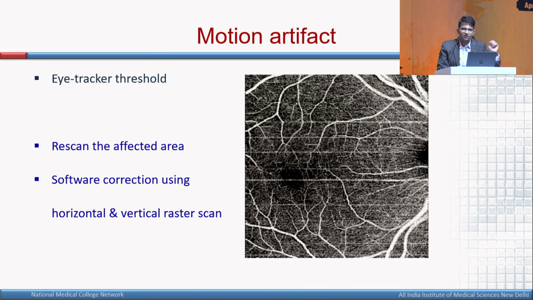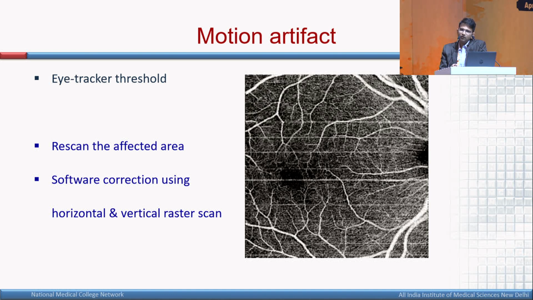So motion artifacts are very common, and they happen because of the gross eye motion that happens during the scan. There are ways by which the machine compensates for it. One of them is the eye tracker, where the machine stops the scan when there is an eye movement and then resumes it when the eye achieves its normal position. And then the machine can rescan the affected area, and it could be incorporated in the original image.